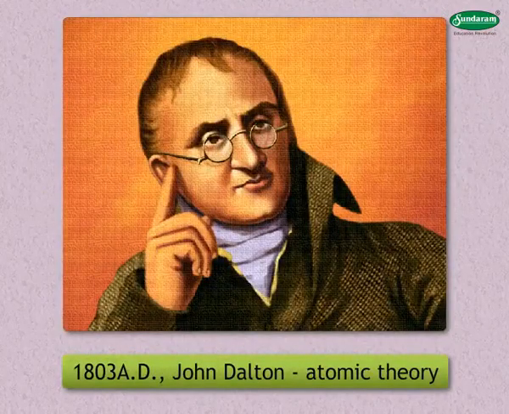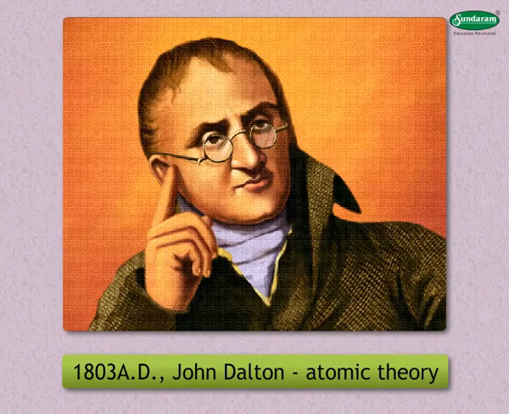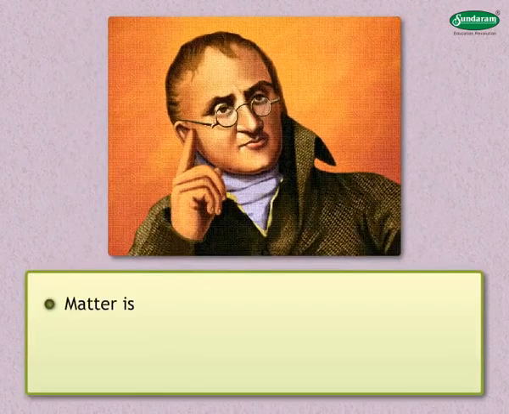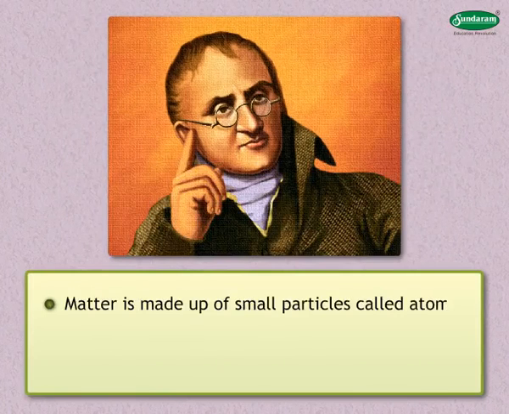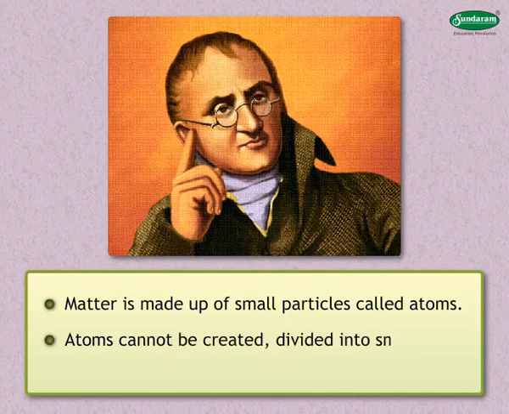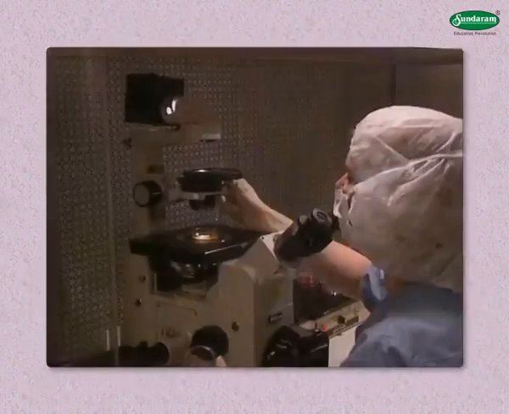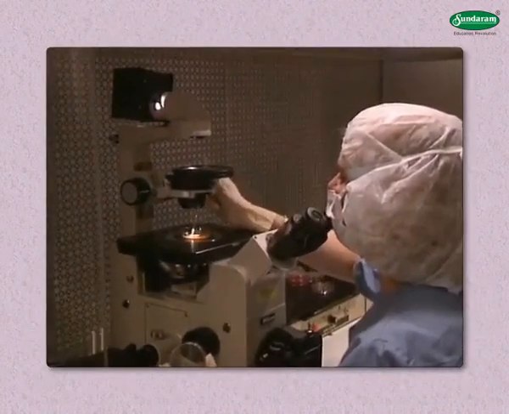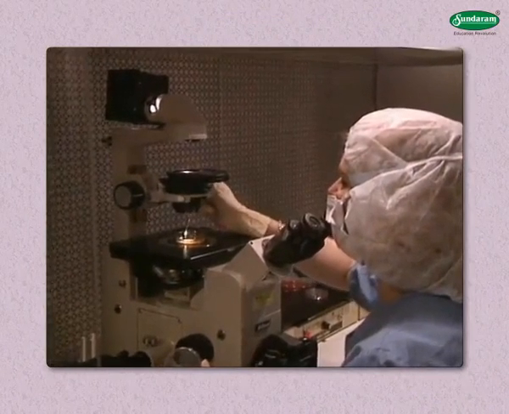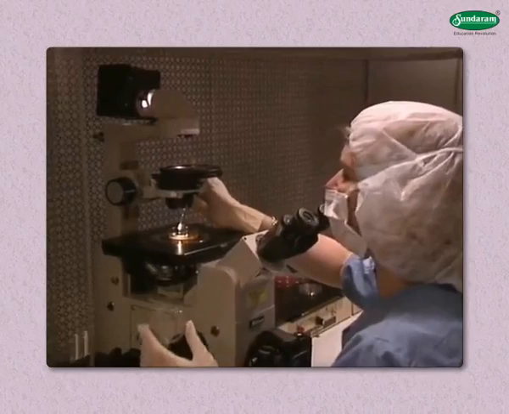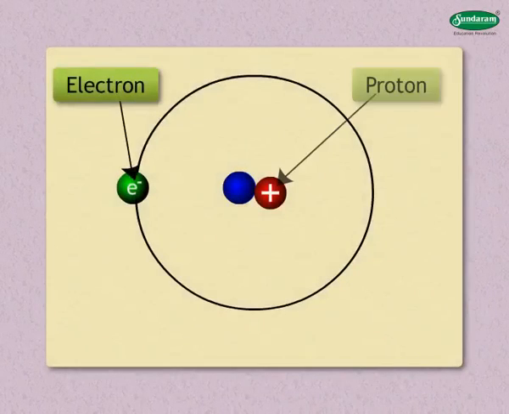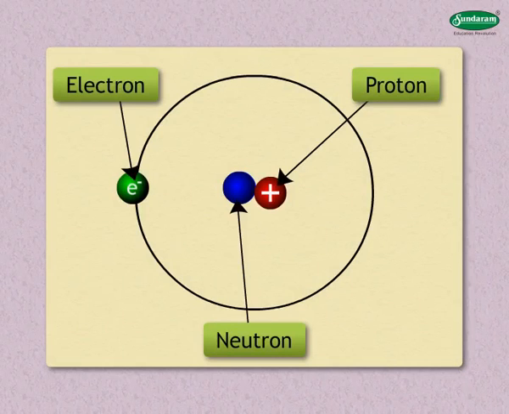In 1803 AD, John Dalton put forth his celebrated atomic theory. According to him, matter is made up of small particles called atoms. Atoms cannot be created, divided into smaller particles, nor destroyed in the chemical process. As more scientists worked on understanding matter through experiments, they discovered that inside the atom there were other particles called electron, proton, and neutron. This led to many other theories on the atom.